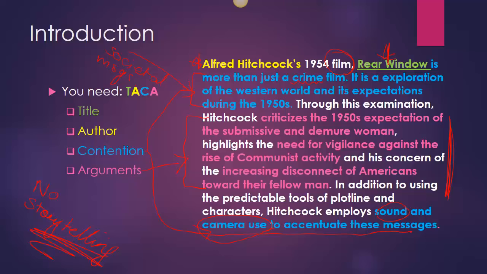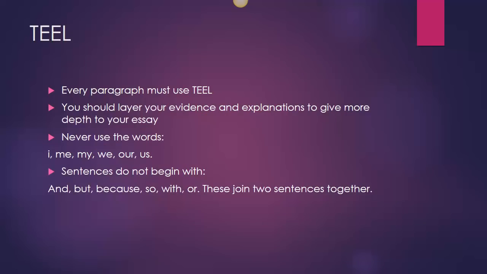Let's have a look at the next bit. TEAL. Now, I know we've been banging on about TEAL since you were, let's go with Year 7, I think that's a safe bet. You've been hearing about TEAL since Year 7. And if you are not using TEAL, for God's sake, what more can we do? Okay? You need to learn how to use TEAL. Use it properly. Use it every time you write. Every paragraph must use TEAL. So paragraphs 1, 2, and 3 should all use TEAL.